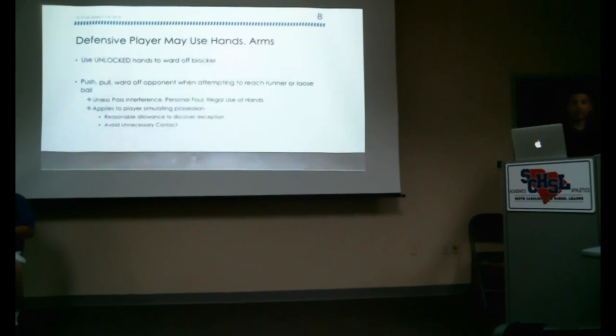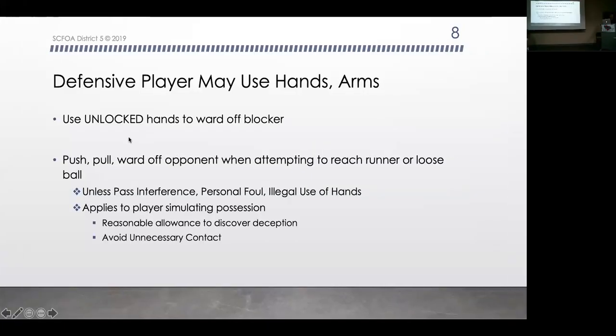Defensive players may use unlocked hands to ward off a blocker, push, pull, or ward off an opponent when attempting to reach a runner or a loose ball. Again, unless it's pass interference, a personal foul, or use of hands. And this applies to a player simulating possession. So there's reasonable allowance to disguise deception, basically, but you're still responsible to avoid unnecessary contact. So if they run a play action pass, you're able to contact the runner, or the simulated runner, up to a certain degree, but you don't have free range. So there is some judgment in there on our end.